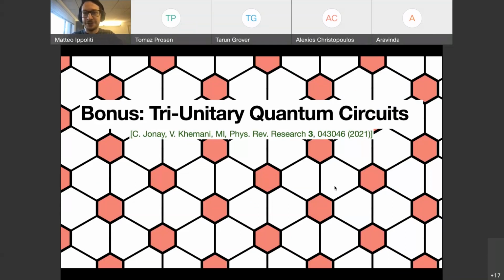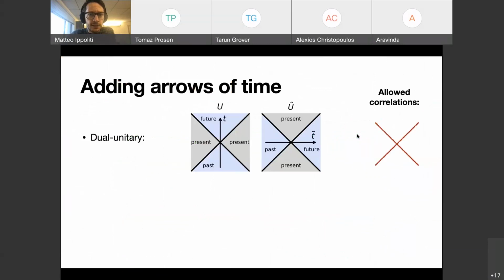So I wanted to present very briefly, because I think that this audience will find it interesting, some new results on a completely different application of space-time duality, or actually some generalizations of it, to these so-called triunitary circuits. This is a paper that's been published just this last month. So the question here is, can we generalize some of the powerful results that have been obtained with dual unitary circuits? And those results, in some sense, are obtained because of the particular causal structure of these evolutions.